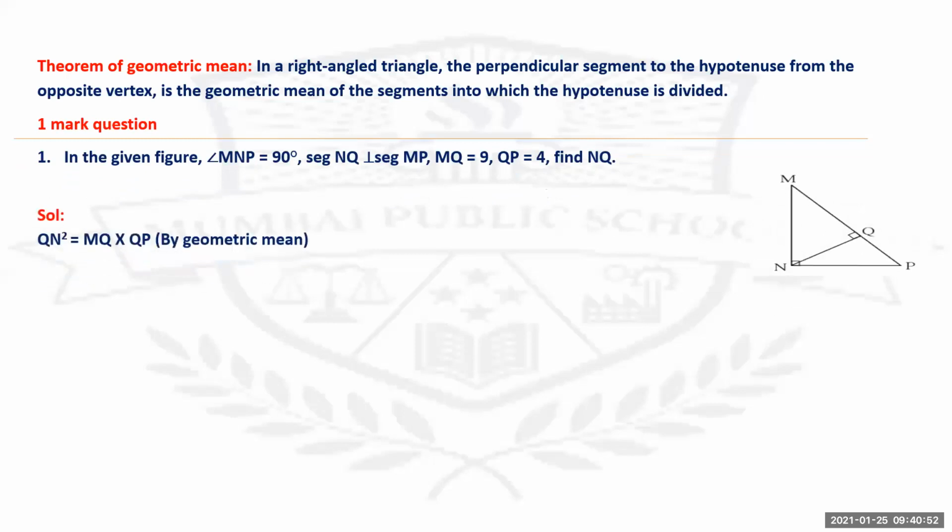So we'll get QN square equals MQ into QP. Understand? For this, check the altitude which is drawn to the hypotenuse. The square of this is equal to the product of MQ and QP, the parts into which the altitude has divided the hypotenuse. This is clear. Now you can substitute. After substitution, check, it's very easy. 9 into 4 is 36, and you know the root of 36 is 6. So therefore, the value of NQ is 6 units. Is this clear?